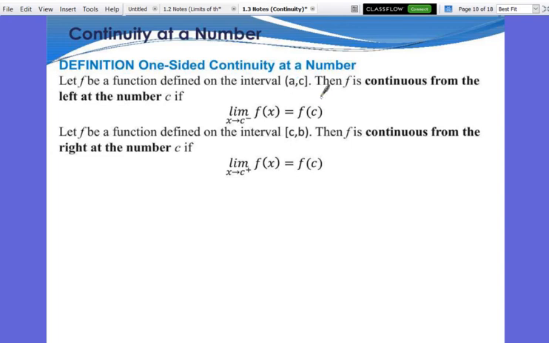Then f is continuous from the left at C, because it's including C here, right? So that's the left. Now the function is defined on another interval. Now it's including C again, and it goes to the right. But is B included? No. It's continuous from the right at C right here.